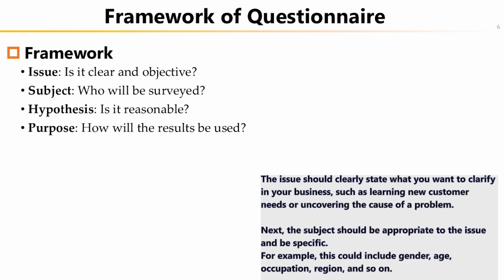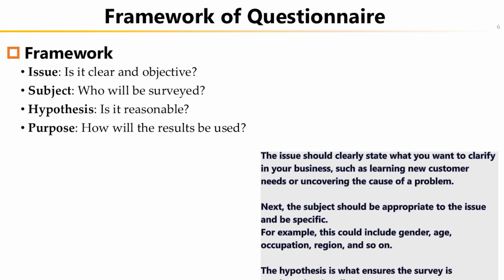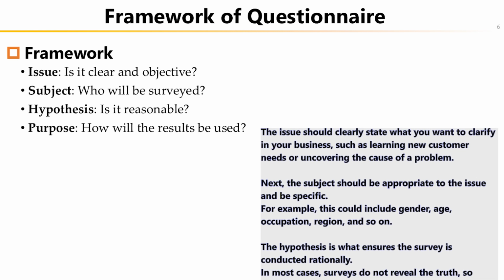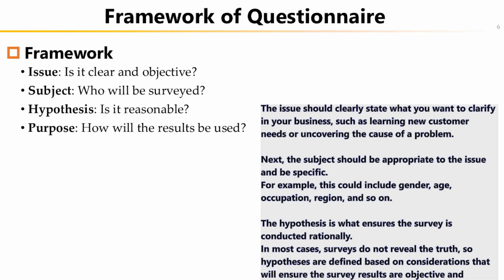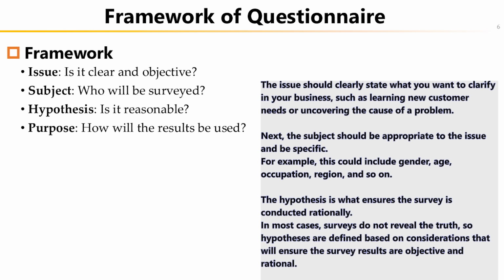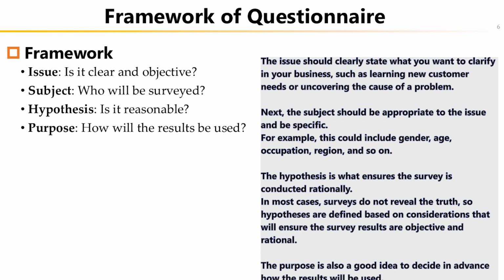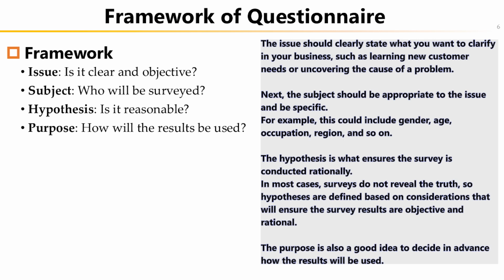Next, the subject should be appropriate to the issue and be specific. For example, this could include gender, age, occupation, region, and so on. The hypothesis is what ensures the survey is conducted rationally. In most cases, surveys do not reveal the truth, so hypotheses are defined based on considerations that will ensure the survey results are objective and rational. The purpose is also a good idea to decide in advance how the results will be used.